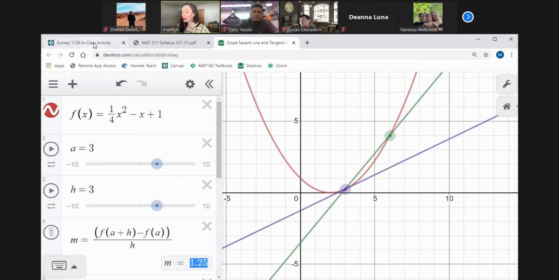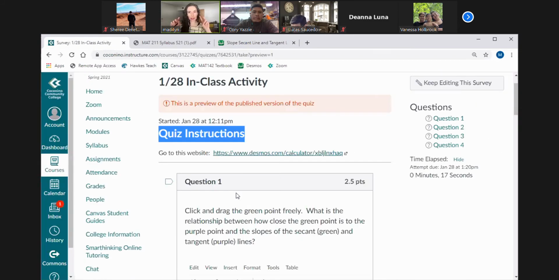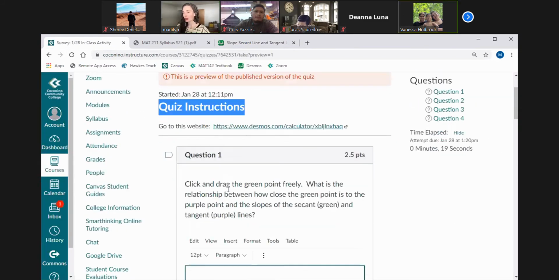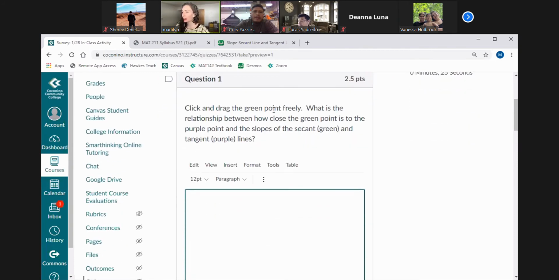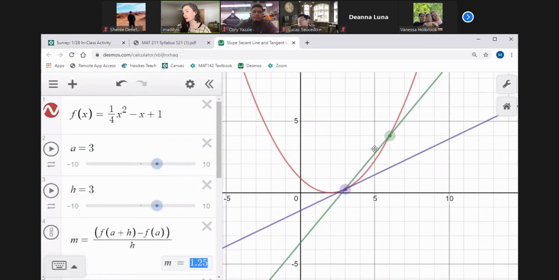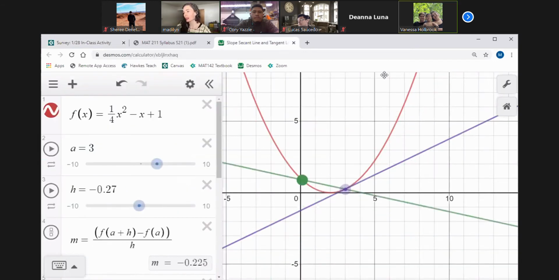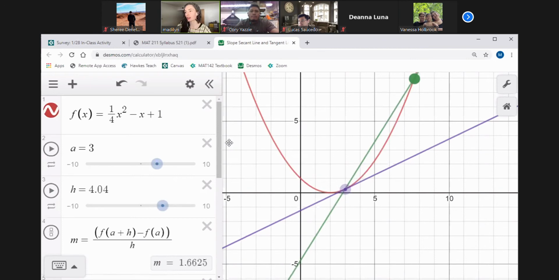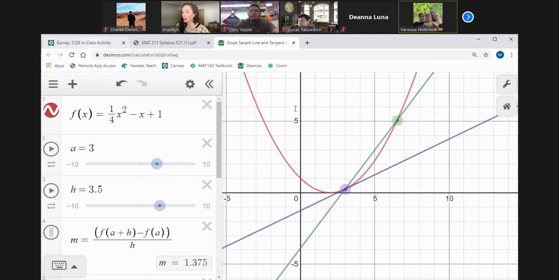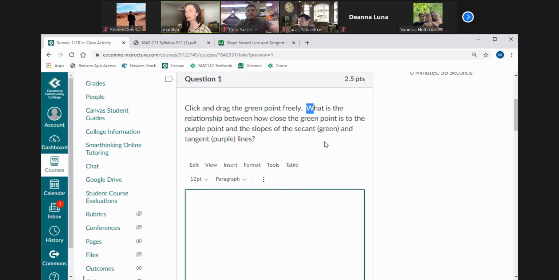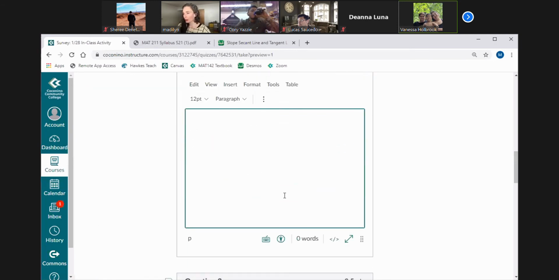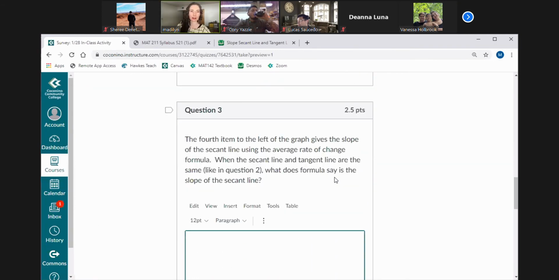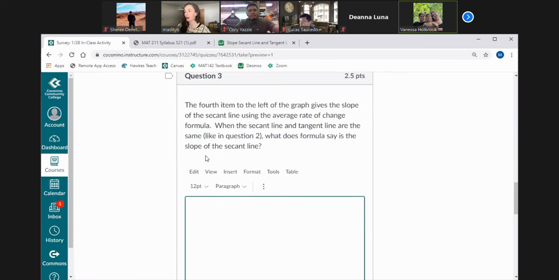So there are some questions in this quiz that I want you to take a little bit to do. Question 1, click and drag the green point freely. So we can click this green point and drag it around. It can drag anywhere. It's just going to follow that red parabola. And it asks you to answer some questions. There are 4 questions. Most of them you don't need all of this space. You can write one word or just one number.